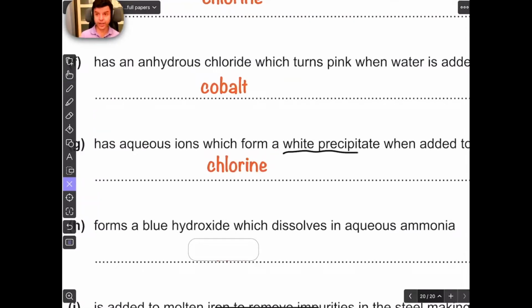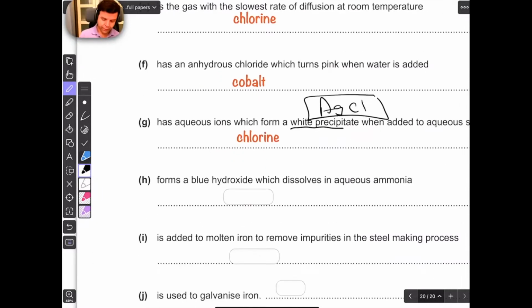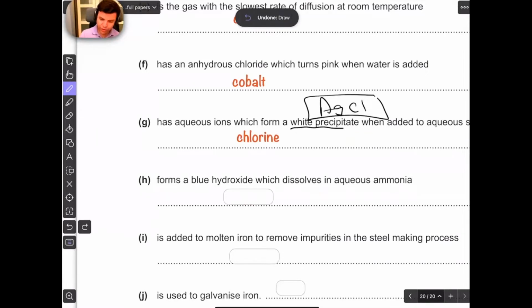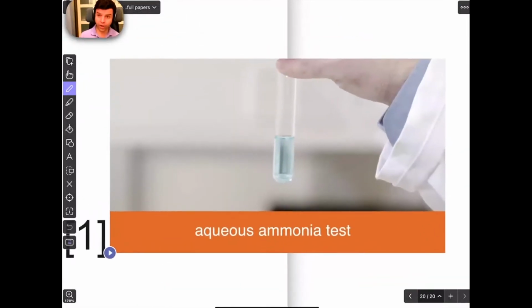Because it's an ion, chloride makes AgCl, and AgCl is actually a white precipitate, okay? Good. Forms blue hydroxide, which dissolves in aqueous ammonia. Do you know what element forms blue compounds and dissolves in aqueous ammonia? Let me remind you of that, like the test of copper ions.